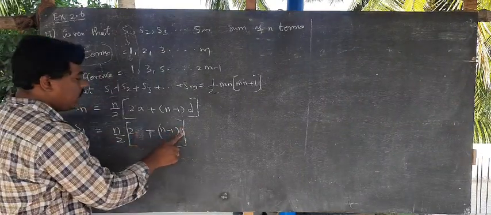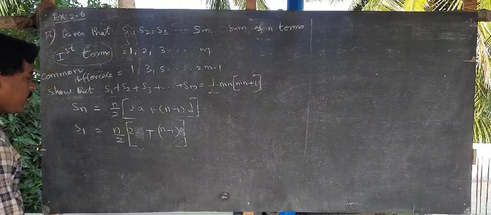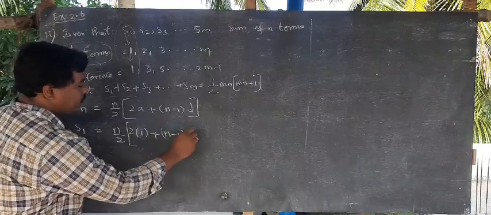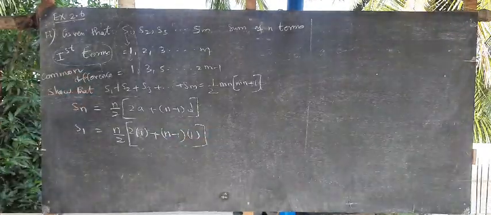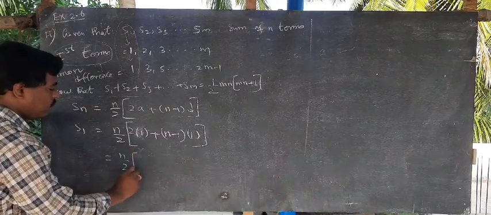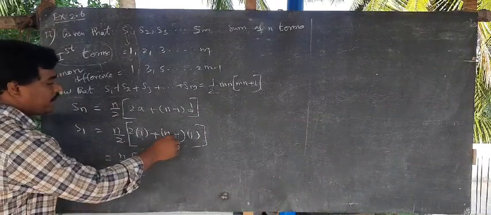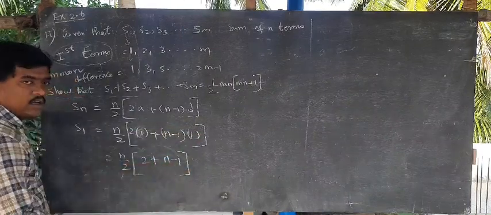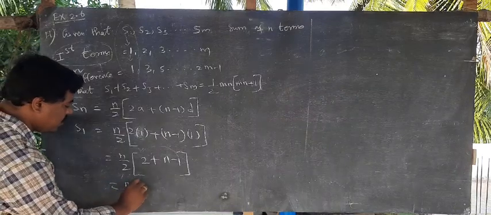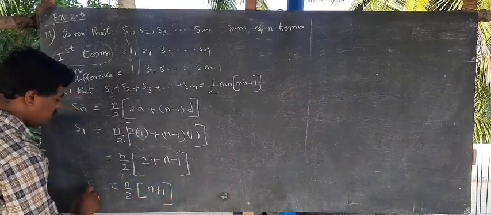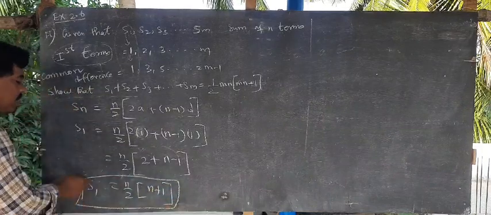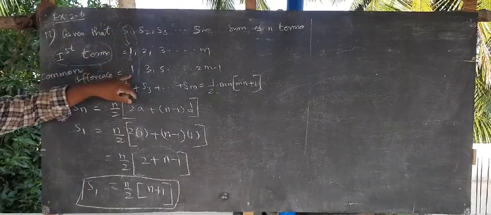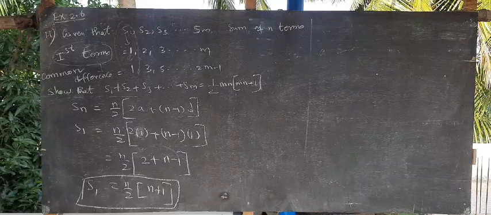So just you write 2 plus n minus 1. Right? Or if you want, for reference you write like this: n by 2, 2 into 1 is 2, n minus 1 into 1, same thing, 2 minus 1 is 1, n by 2 into n plus 1. This is the answer for S1, for term 1. For S1 series term 1, given first term and common difference, we find the answer for this S1.